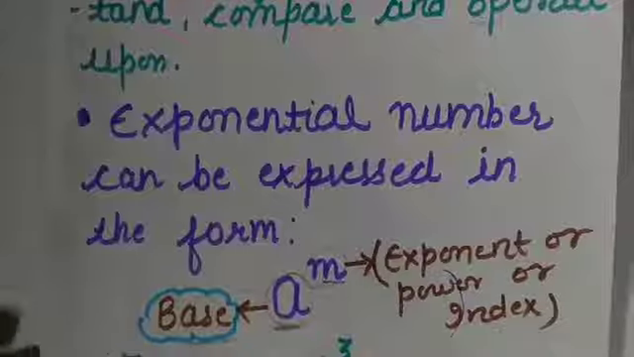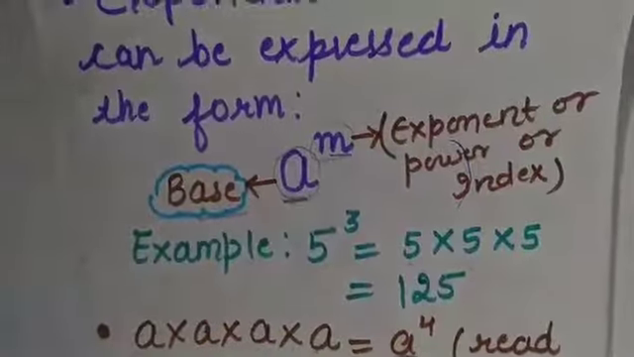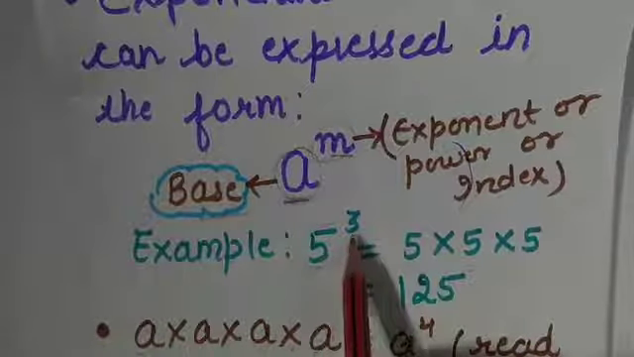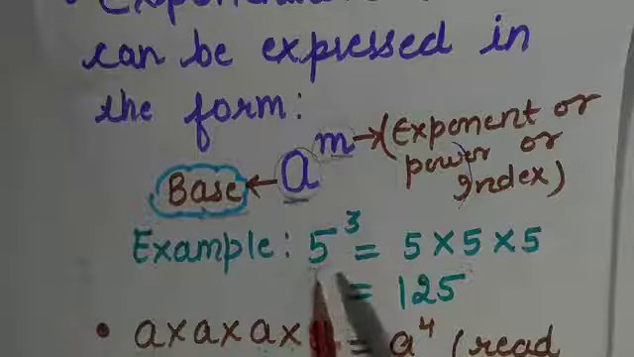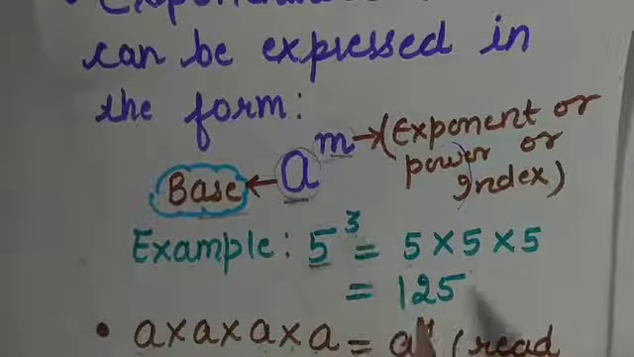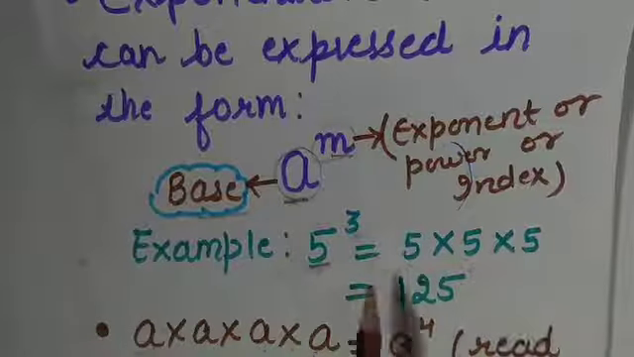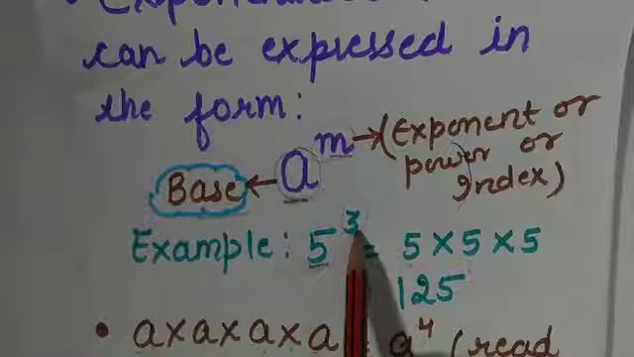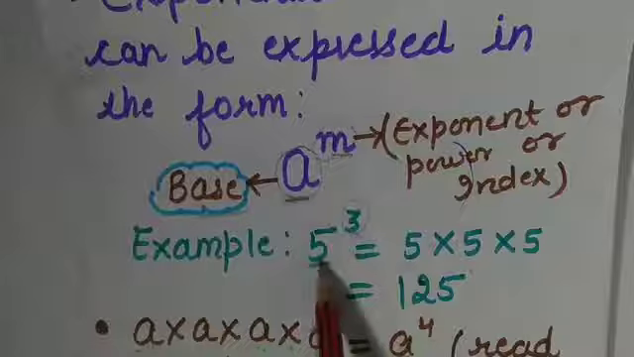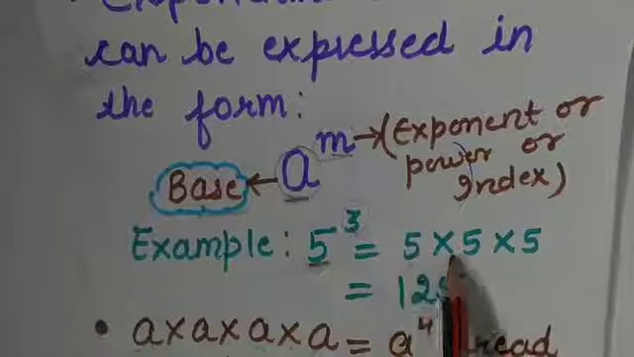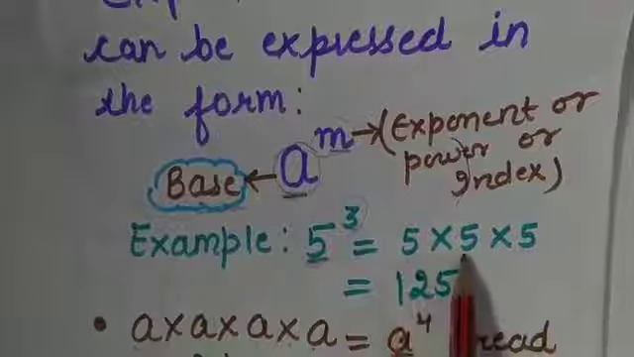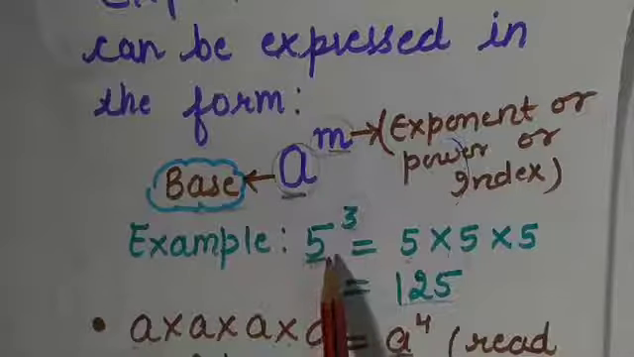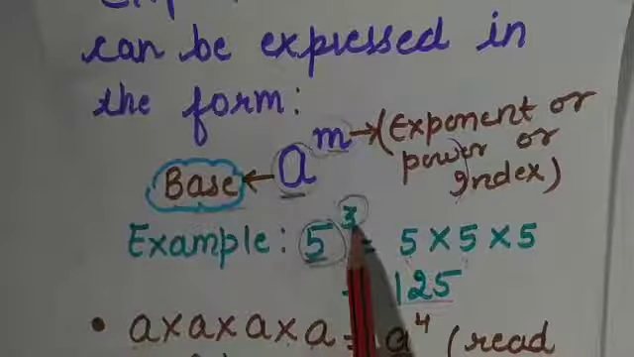Let us understand this with an example. I have taken this exponential number, 5 raised to the power 3, or you can read it as 5 to the power 3. What does it mean? It means 5 is multiplied 3 times, as it is the repeated multiplication of a number. So 5 raised to the power 3 means 5 into 5 into 5. 5 into 5 is 25 and 25 into 5 is 125. So this is an exponential number. This is the base and this is the exponent.